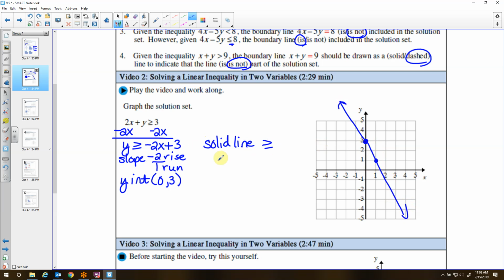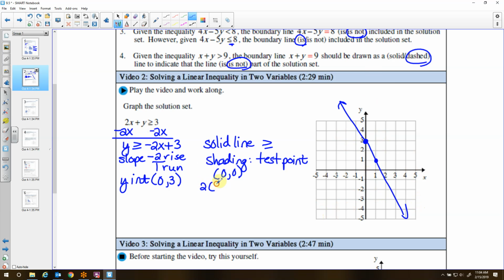Okay, now for shading you need to get a test point. This is one way to do it. So find a test point either below or above the line. (0, 0) is an excellent test point. As long as your line is not going through (0, 0), use (0, 0) for a test point. Now, if (0, 0) works, that means it's a solution, and I'm going to shade where (0, 0) is. If (0, 0) does not work, that means it is not a solution. I'm going to shade on the other side of the line, away from (0, 0).